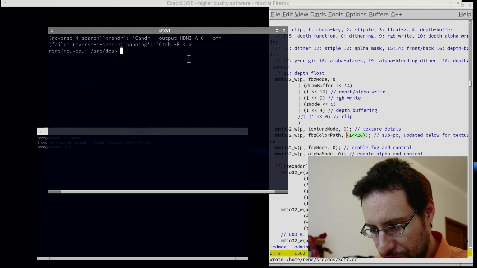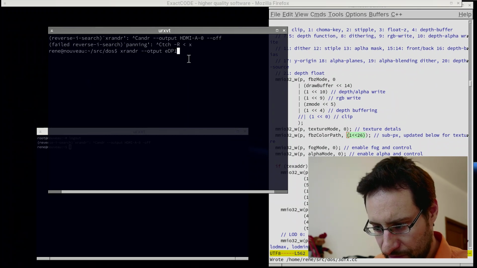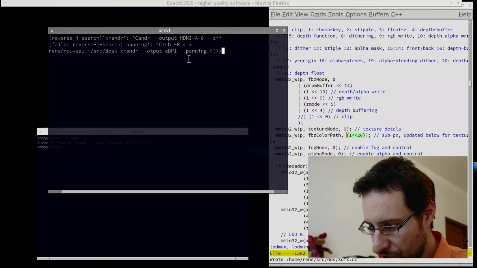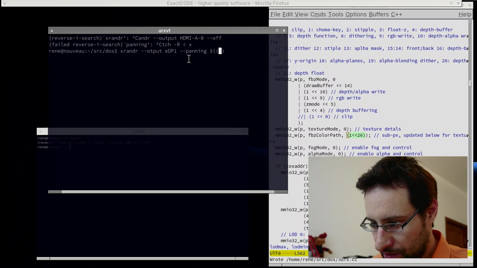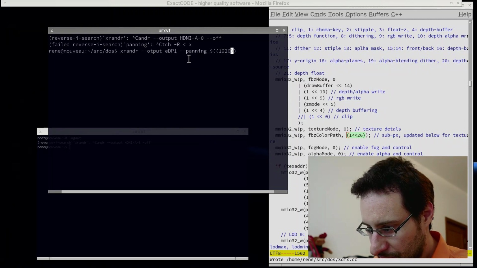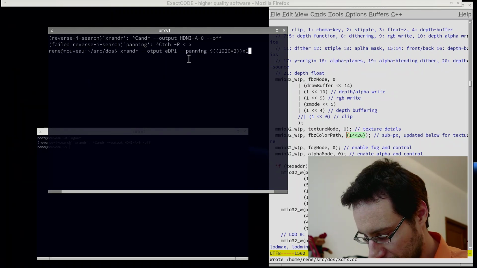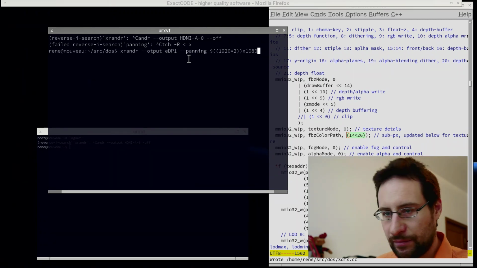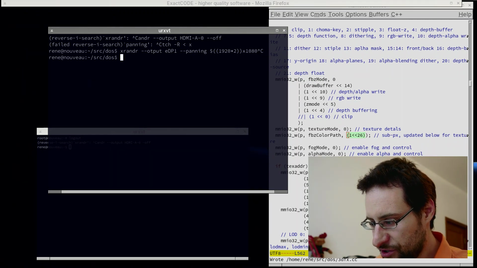Anyway, with xrender output, then let's type this again, xrender output like EDP1, this is an embedded display port, I guess, and then like panning, and then I usually calculate this, like this is shell math formula expansion stuff, so 1920 multiplied by 2. I think the syntax is something of that sort. And this doubles your display width here, which I thought might be a good tip for you.